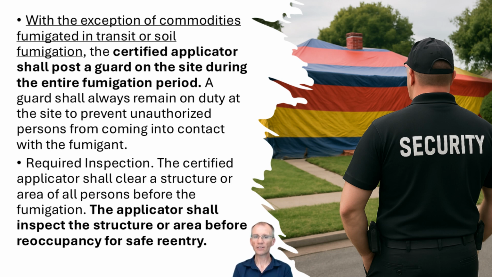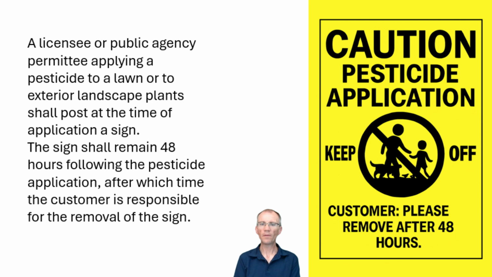The applicator shall inspect the structure or area before reoccupancy for safe re-entry. A licensee or public agent permittee applying a pesticide to a lawn or to exterior landscape plants shall post at the time of application a sign. The sign shall remain 48 hours following the pesticide application, after which time the customer is responsible for the removal of the sign. This is an idea of what the sign should look like.